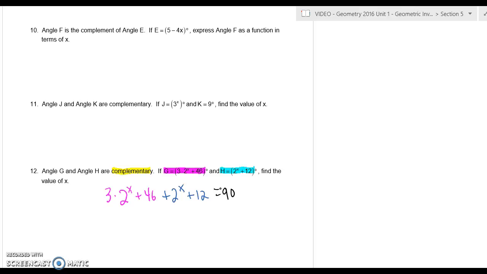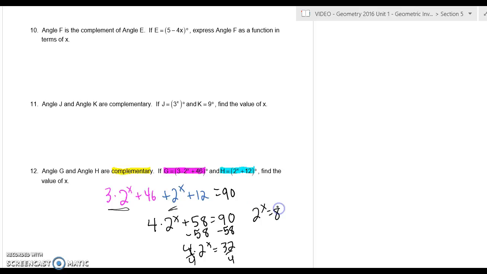So again, put these together. This is the challenging part right here. We have 3 2 to the x's and another one. It's actually 4 times 2 to the x. 46 and 12 is 58, and that equals 90 degrees. Now in this one, we're not going to bring the 90 over. Actually, going to bring everything else over to the other side. So when I take away 58, I have 4 times 2 to the x, and that equals 32. So divide by 4, 2 to the x equals 8. So I'm looking for a power of 2 that gives me 8. That would be 2 to the third power, so x is 3.